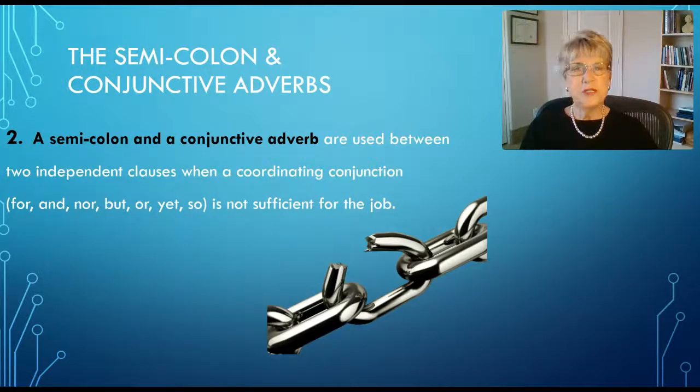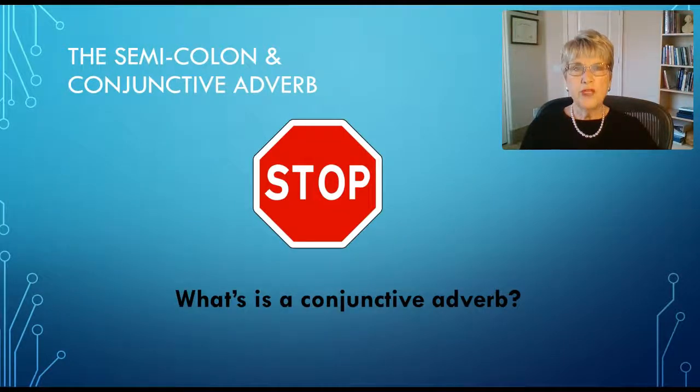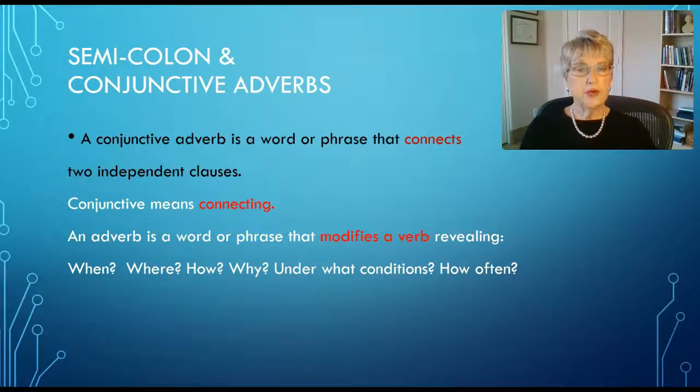Okay, the second way we're going to examine how to use the semicolon is with a conjunctive adverb. A semicolon and a conjunctive adverb are used between two independent clauses when a coordinating conjunction is not sufficient for the job. And let me show you what I mean by that. Oh, and you're saying, stop! What is a conjunctive adverb? Okay, let's stop and examine that term. A conjunctive adverb is a word or phrase that connects two independent clauses. Conjunctive simply means connecting. And an adverb is a word or phrase that modifies a verb, revealing when, where, how, why, under what conditions, and how often.